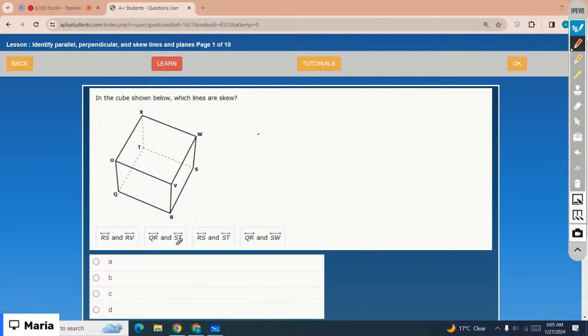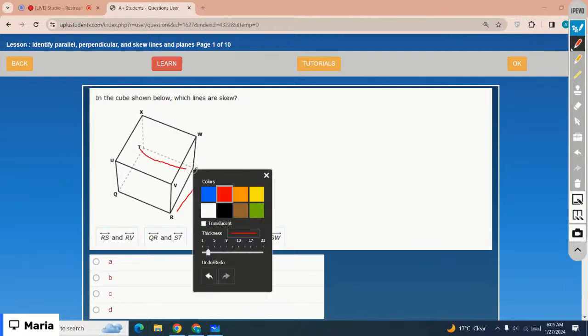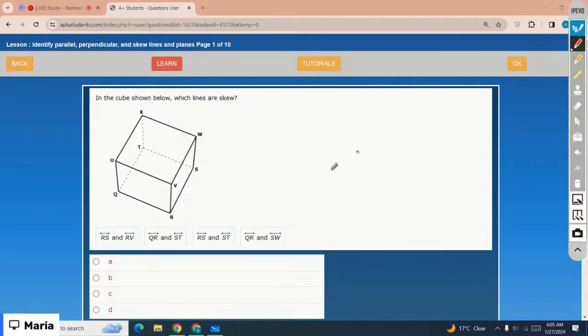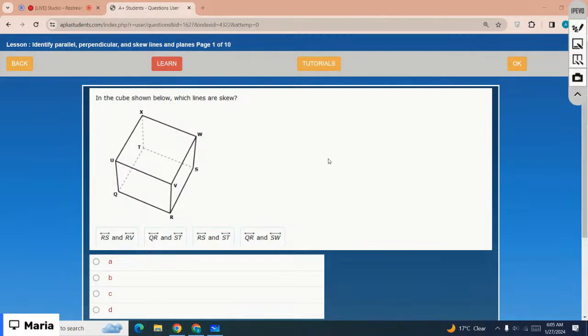Okay, the next one is QR and ST. QR and ST, they are parallel lines, right? Also, they are not skew. RS and ST. Here is RS and here is ST. They are intersecting at point S. This also isn't the correct option. The last one is QR and SW. They are not parallel and they never intersect each other. So this is the pair that is skew, right? The correct option is option D. They are the skew lines. Got it?